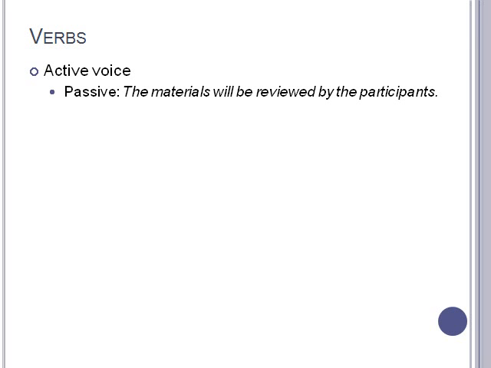For passive voice, it would be something like, the materials will be reviewed by the participants, versus active voice, participants will review the materials. And one thing that using the active voice does is frequently leads to a more concise phraseology. So it takes fewer words to say things if you're using the active voice. And basically what you want to do is just put the who of who's doing the action, the subject of the sentence, at the beginning of the sentence. And if you do that, subject and then verb, you're probably going to be using active voice.